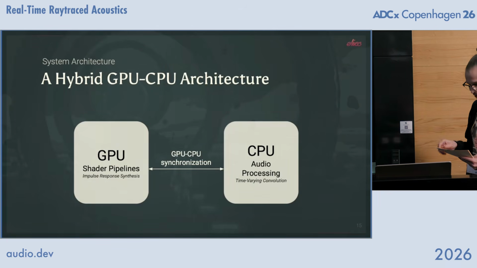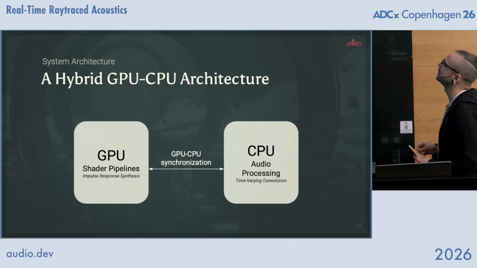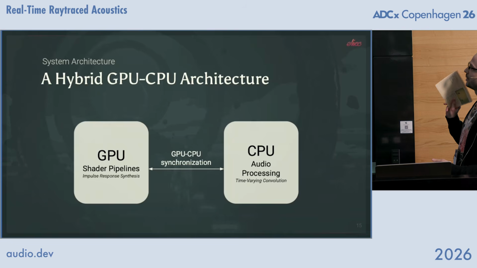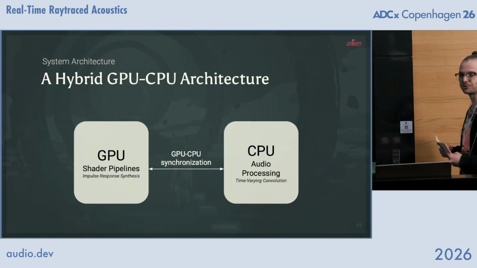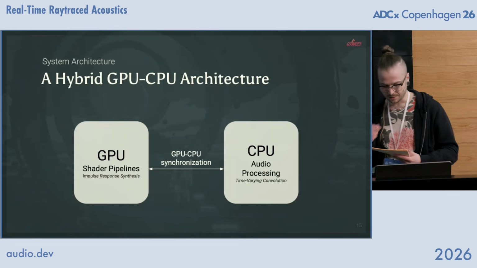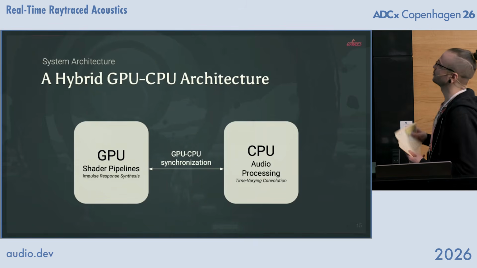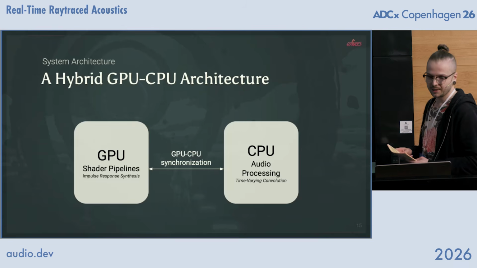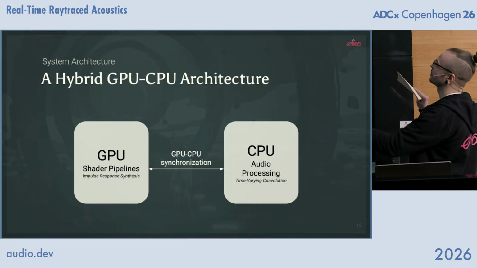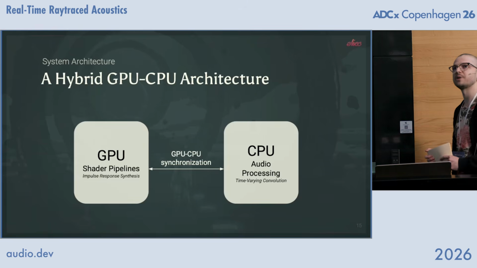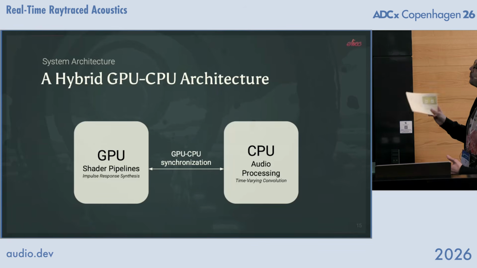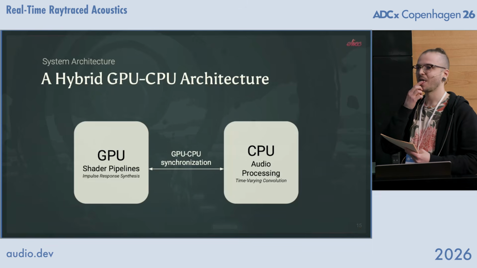So the system on a high level is split between the GPU and the CPU. We use the GPU to ray trace the geometry and synthesize the impulse response, and then we use that impulse response on the CPU to render the acoustics. These two parts run continuously in parallel, and the transfer between them is asynchronous and completely wait-free, so we don't block the audio thread.